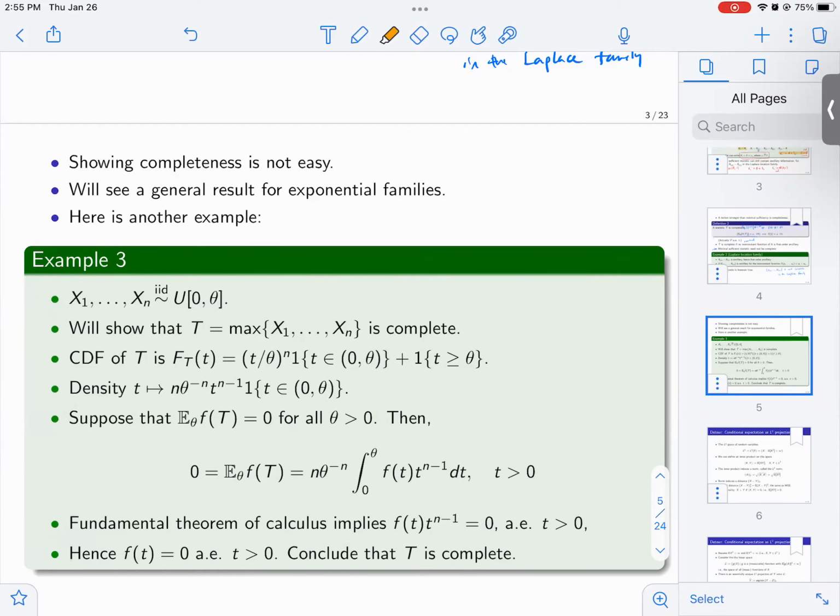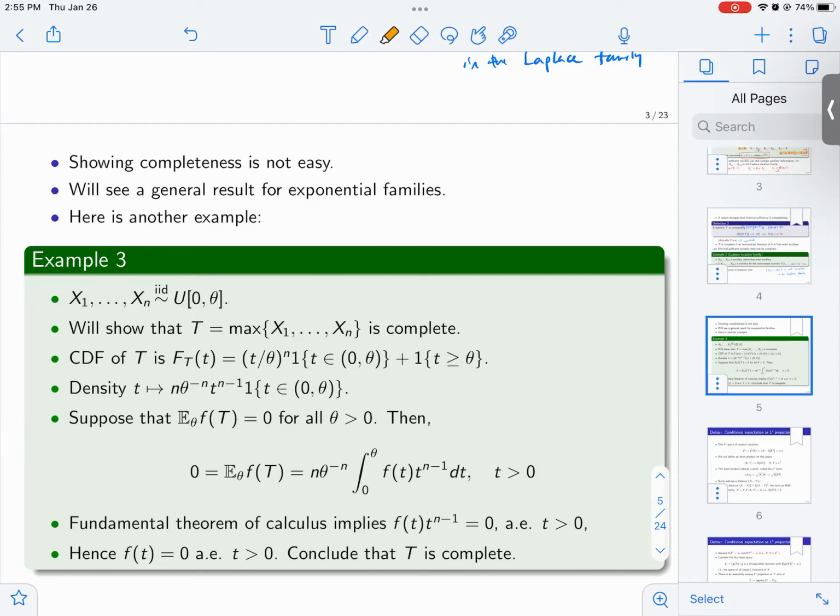So we'll show that this maximum is complete. And in your homework problems, you probably have shown that it's sufficient. Actually, we proved that it's sufficient, I think, by factorization theorem. Here we're going to prove that it's complete. We'll see a result that these two imply that it has to be minimal sufficient as well.